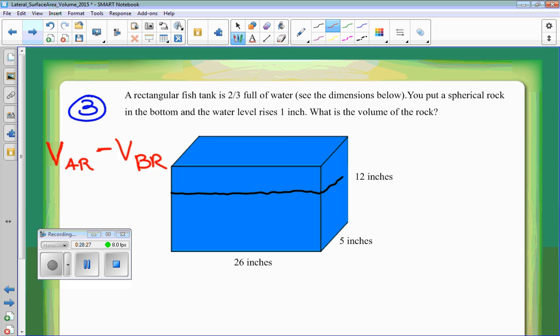Okay? So maybe before the rock, if I multiplied 26 times 5 times 12, is that the volume of the water? Why not? Because that's the entire tank. How full is the tank? So I've got to multiply this by 2/3. Tell me what that is. What is the volume of the water in the tank before the rock?